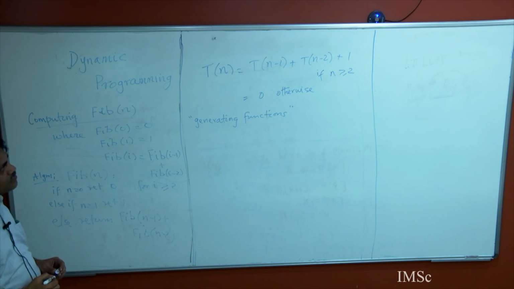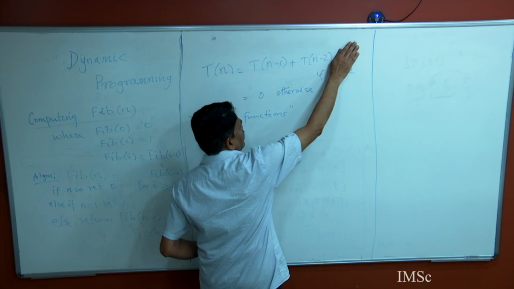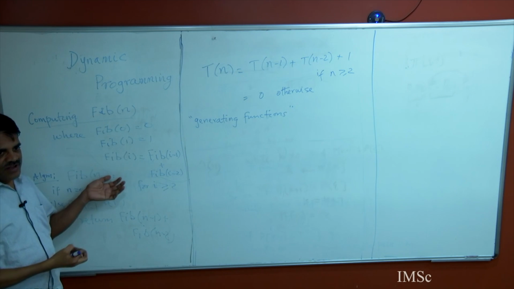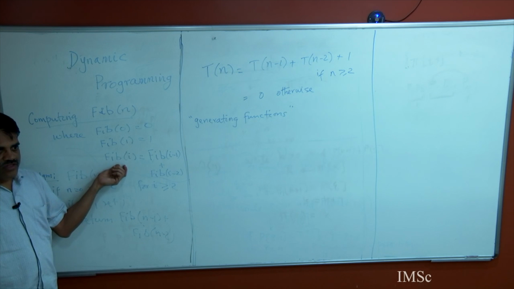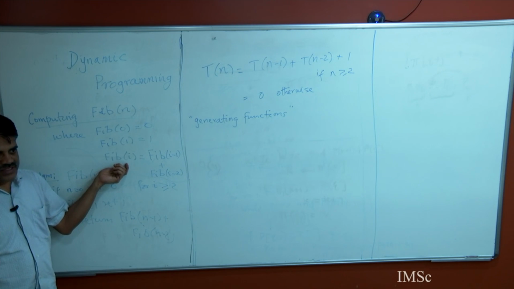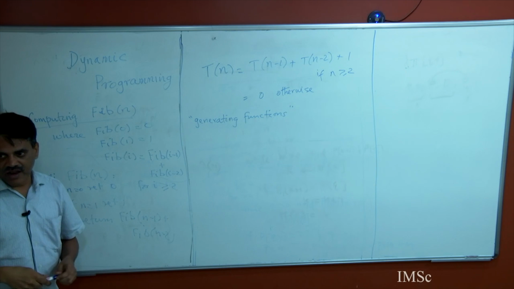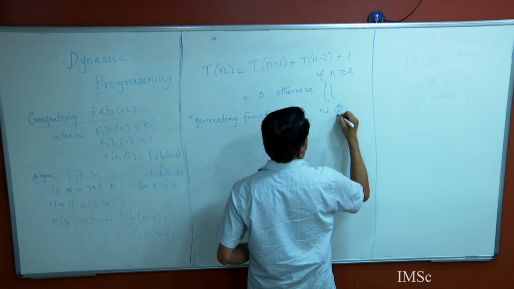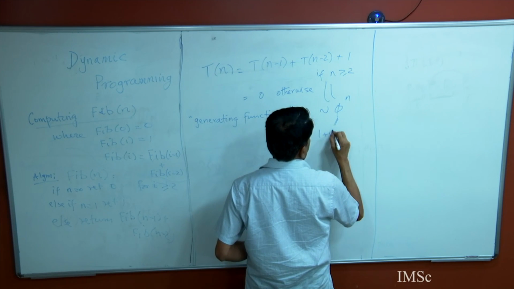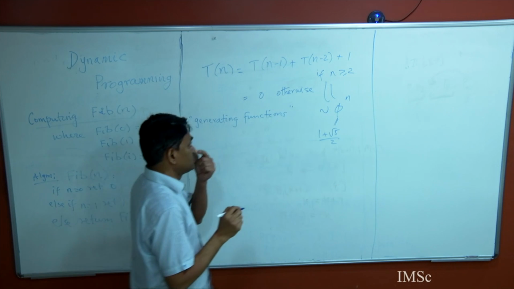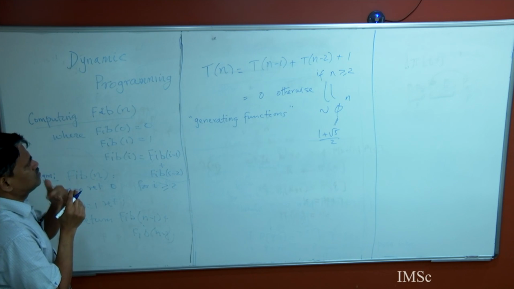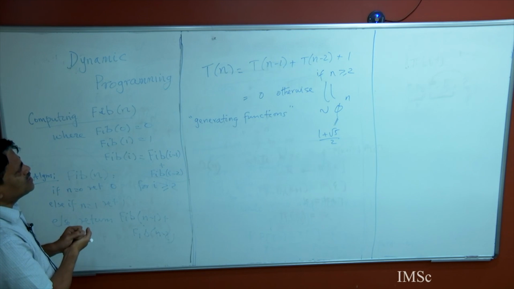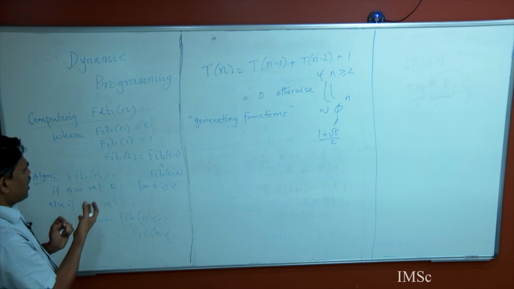If this plus 1 is not there, then it's pretty much the Fibonacci numbers themselves. And do we know what the growth of Fibonacci numbers is? What is the nth Fibonacci number? It is close to phi raised to the n, where phi is (1 plus square root of 5) by 2. For Fibonacci numbers, but this function is slightly different. But let's make it look like Fibonacci numbers.